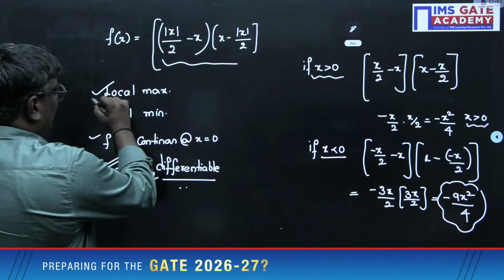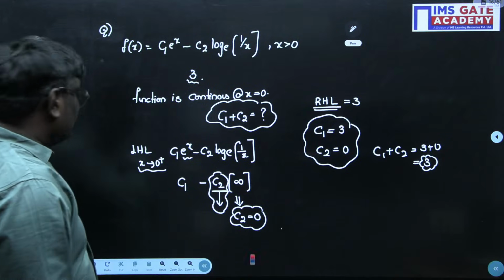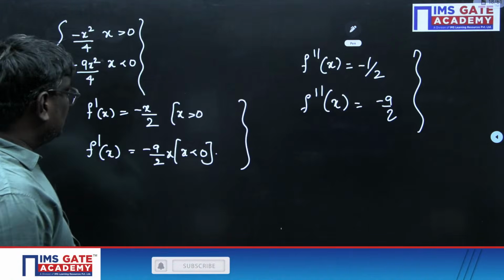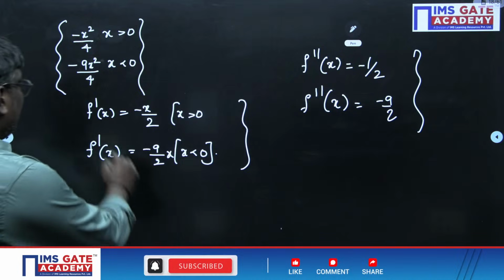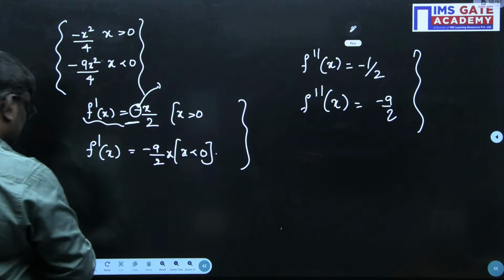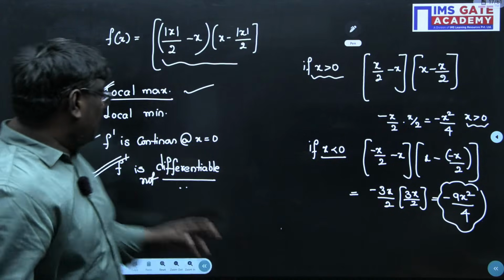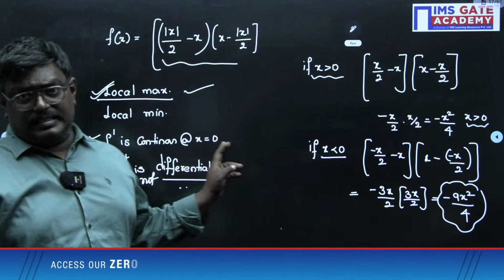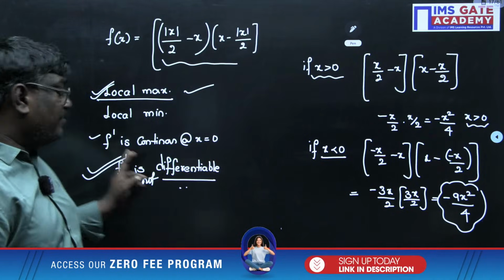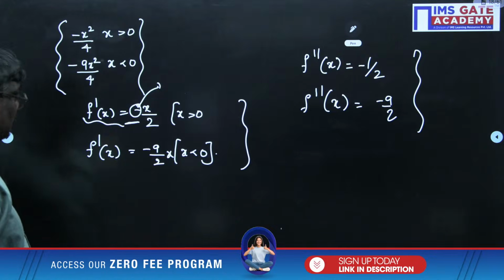And definitely, if you see in the f dash of x, it is a negative value. So negative value indicates it's a local maxima. So the options here are local maxima at x is 0, f dash of x is continuous at x 0, and f dash is not differentiable. So these are the three options which are right.